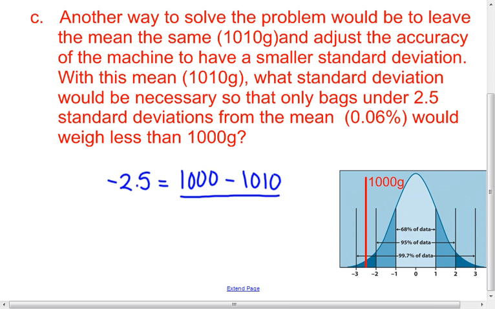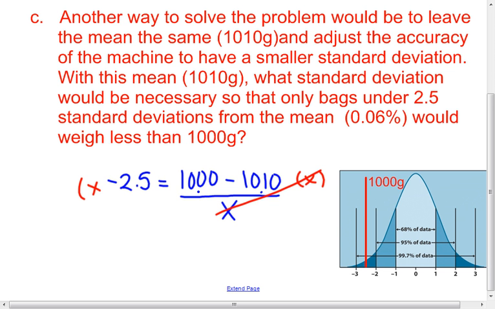Again, 2.5 standard deviations below the mean. I want 1,000 grams to be in the bag of sugar. My mean is about 1,010. How accurate do I have to have the machine, or what standard deviation does the machine have to be set at? So to solve this one, I would multiply by x.